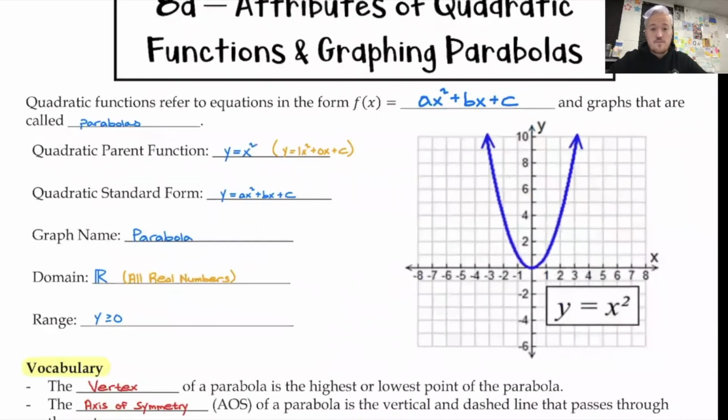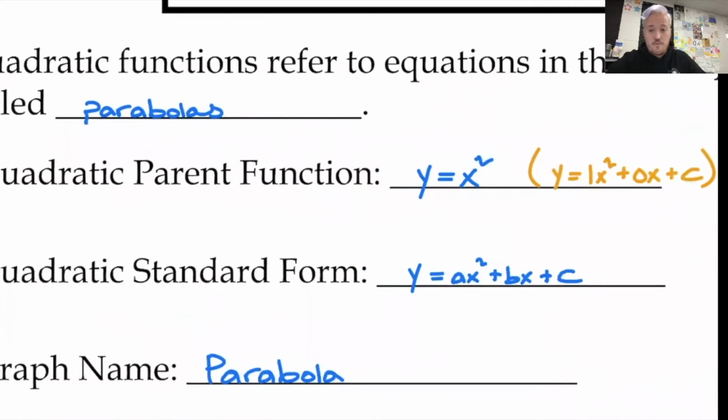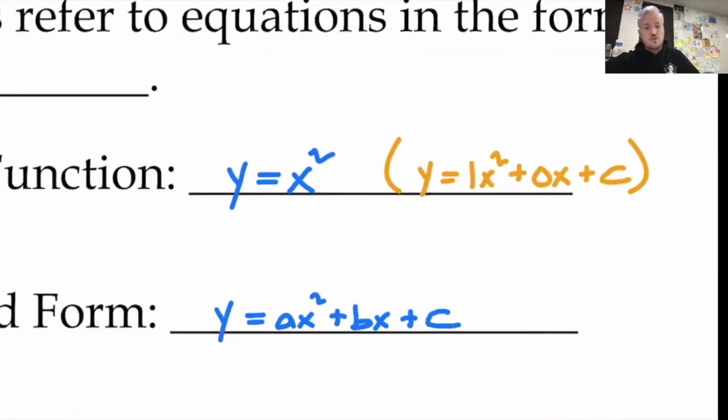All right, so we're looking here at the parent function. Remember, the parent function is the original graph with no transformations. So there's no vertical shift, no horizontal shift, no stretch, no shrink or compression, no reflection. It's just the original graph. Here we have our quadratic parent function of y equals x squared. Just FYI, remember back when we did function notation, y is the same thing as f of x. So you could see this written as f of x equals x squared or y equals x squared. They're interchangeable.